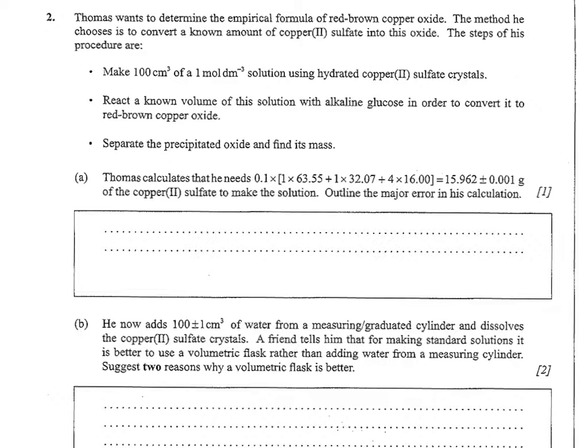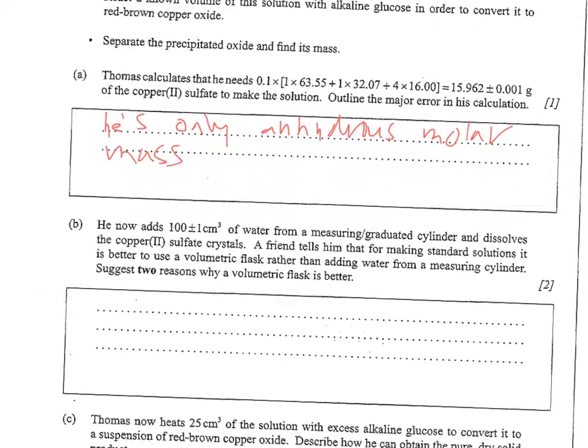And his error is that it says it's a hydrated copper sulfate, and he hasn't taken into account the mole or mass of water. He's only using an anhydrous molar mass when he used a hydrated sample of copper sulfate. He now adds 100 centimeters cubed of water, dissolves the copper 2 sulfate crystals. A friend tells him that for making standard solutions, it is better to use a volumetric flask rather than adding water from a measuring cylinder. Suggest 2 reasons why a volumetric flask is better.